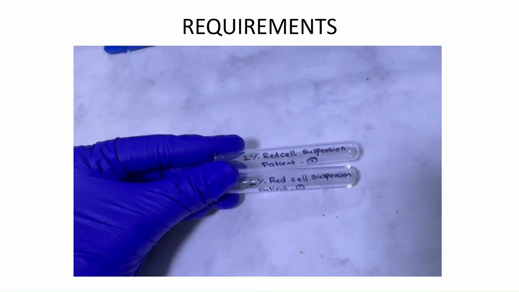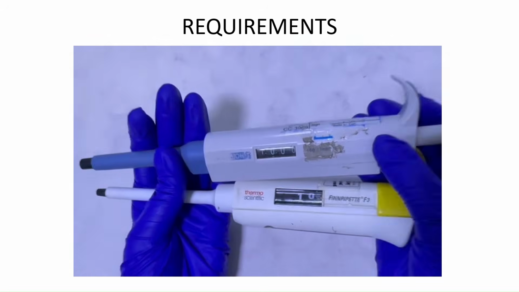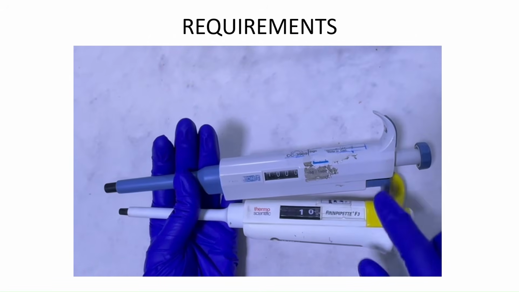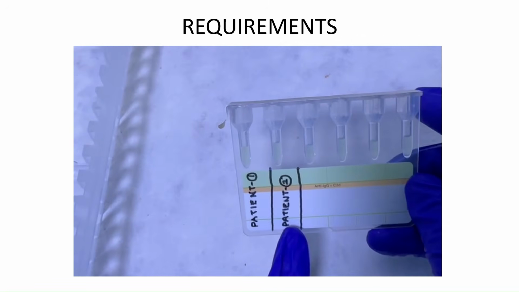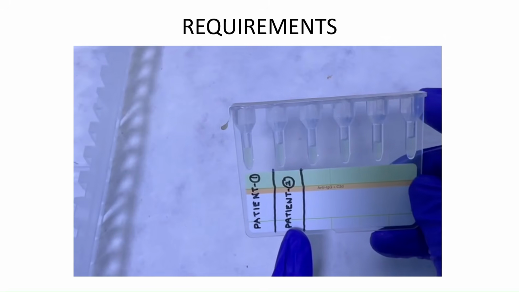First we will be performing the column agglutination technique. For column agglutination technique, 1% red cell suspension is to be used. Hence, our first step is to prepare 1% red cell suspension. Next, we will be using 1000 microliter and 10 microliter pipettes and normal saline. Today, we are going to use BioRad column agglutination technique gel cards. We have now taken the gel cards and labeled them as patient 1 and patient 2.